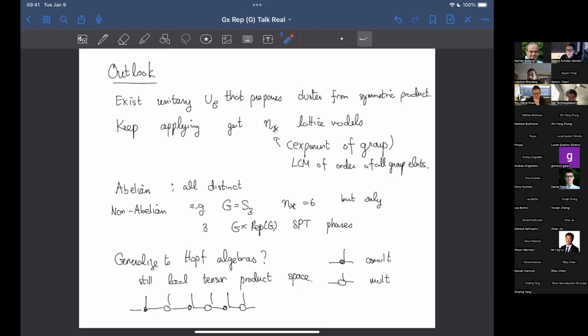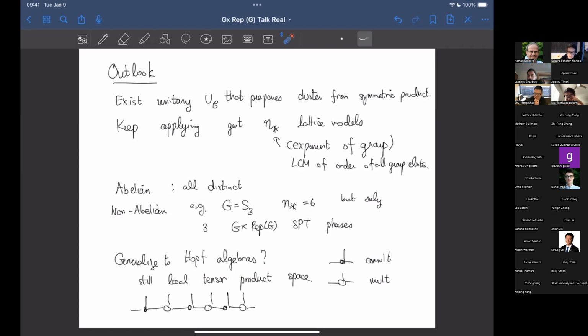I have a question. In the more general case, when you generalize to other Hopf algebras, is it always the case that there's a product state that's invariant under the non-invertible symmetry? Yeah, that's a good question. I haven't looked into that yet, so I don't know the answer. That would be the next thing we would want to do.